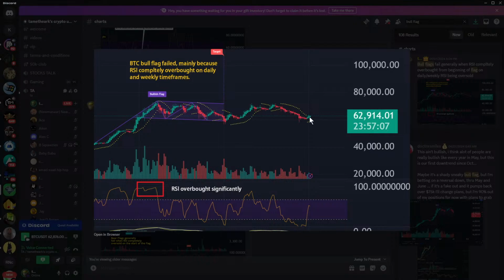We were still at 62K, but this bull flag right here, I was predicting that it was going to fail because the RSI was completely overbought. Look at this RSI here in this red block. Generally, when the RSI is completely overbought on the big time frames like the weekly, the monthly, these bull flags are not going to play out. It's going to be very hard for the Bitcoin bull flags to break out. So if you think the bull flag is going to fail, you could start shorting it on the double top of that flagpole right there.